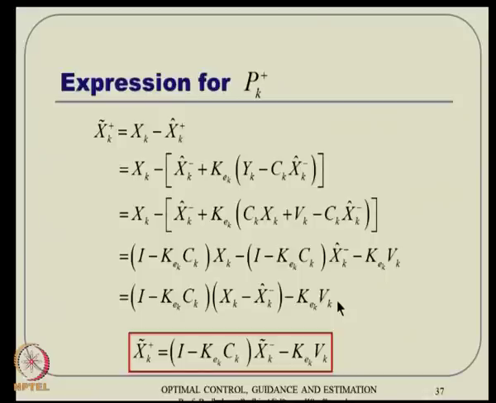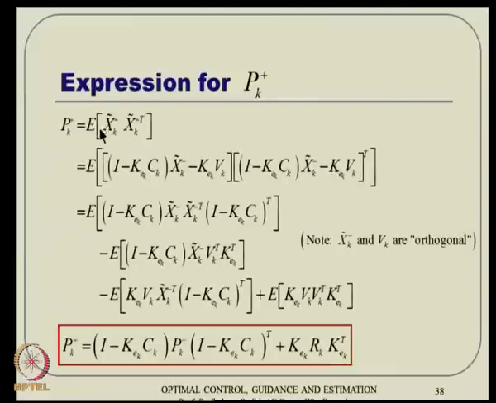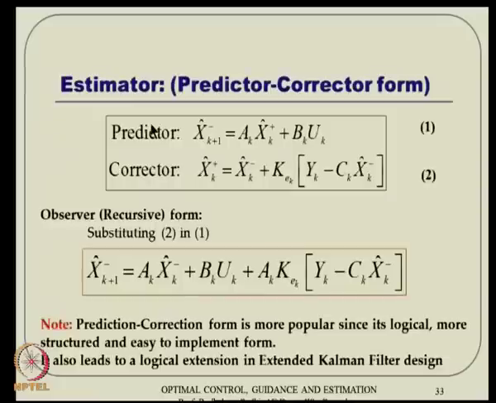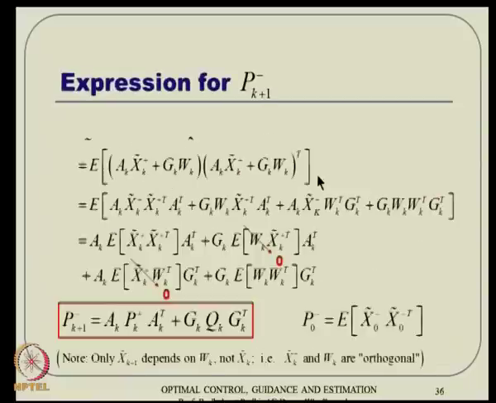Now, the expression for Pk plus. What is Pk plus? Essentially, it is the expected value of this quantity times that same quantity transposed. So, we have to have some idea about this quantity. By definition, you go back to the definition and put something like this: xk tilde, we write it like that, but xk plus is this quantity. This xk plus is the update or corrector equation, so put it back there.